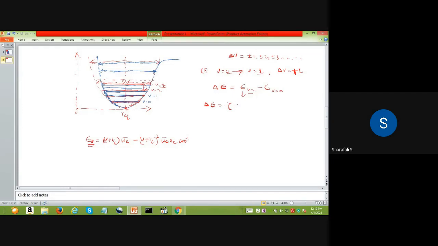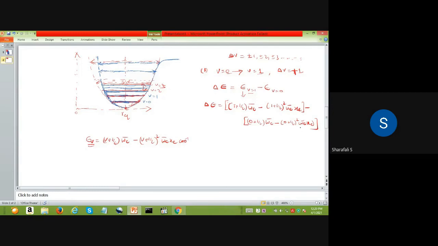So for V equal to 1 the first term is 3 by 2, that is nothing but 1 plus 1 by 2 times omega e bar minus 1 plus 1 by 2 squared times omega e bar xe. Okay. This is the first term for the V equal to 1 case, and this has to be subtracted from the V equal to 0 term. So the second one will come as 0 plus half into omega e bar minus 0 plus half squared omega e bar xe.